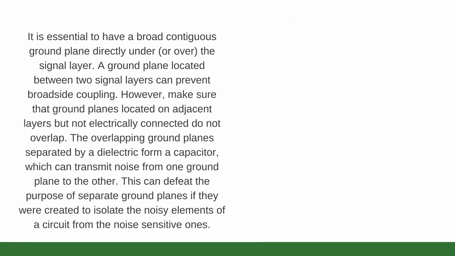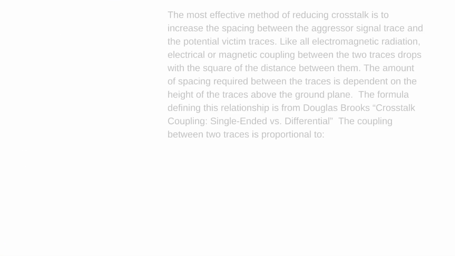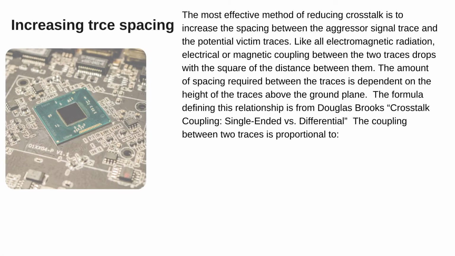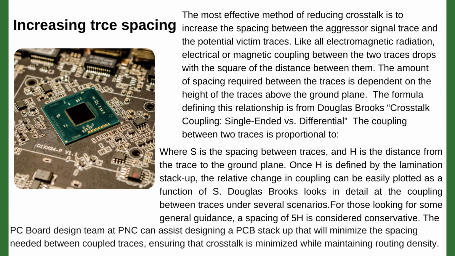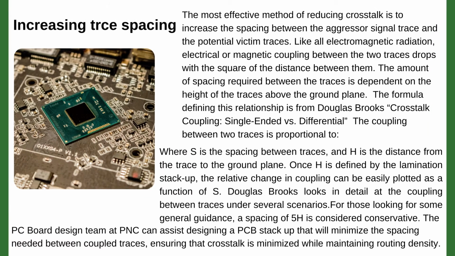Increasing trace spacing. The most effective method of reducing crosstalk is to increase the spacing between the aggressor signal trace and the potential victim traces. Like all electromagnetic radiation, electrical or magnetic coupling between the two traces drops with the square of the distance between them. The amount of spacing required between the traces is dependent on the height of the traces above the ground plane. The formula defining this relationship is from Douglas Brooks' crosstalk coupling, single-ended versus differential.